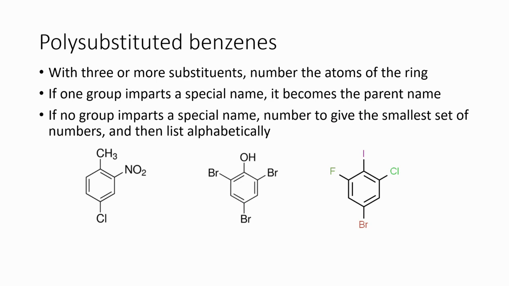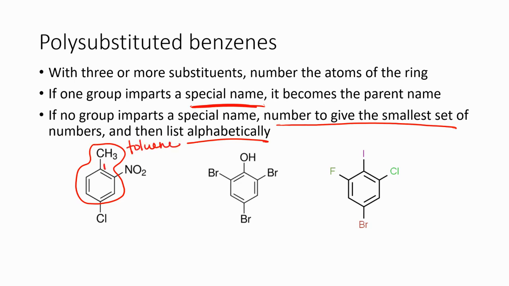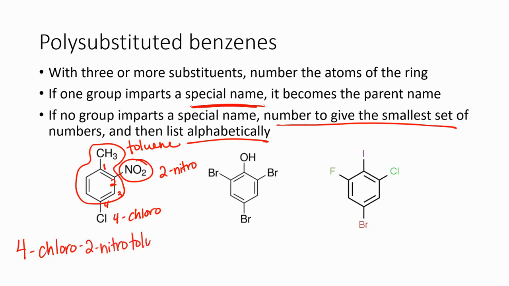Now, sometimes you'll have 3 or more substituents on the ring, and you can't use ortho or meta or para in that case. When there's 3 or more groups, you just have to number them. You can still use special names though, and we'll always number it to give the smallest set of numbers, and we'll always list alphabetically. So we can still look for our special name here, toluene. That's got to be the 1 carbon. So at the 2, we'll have our nitro group, and then a 4-chloro. And then we'll alphabetize those. We'll put the chloro first. 4-chloro-2-nitrotoluene.